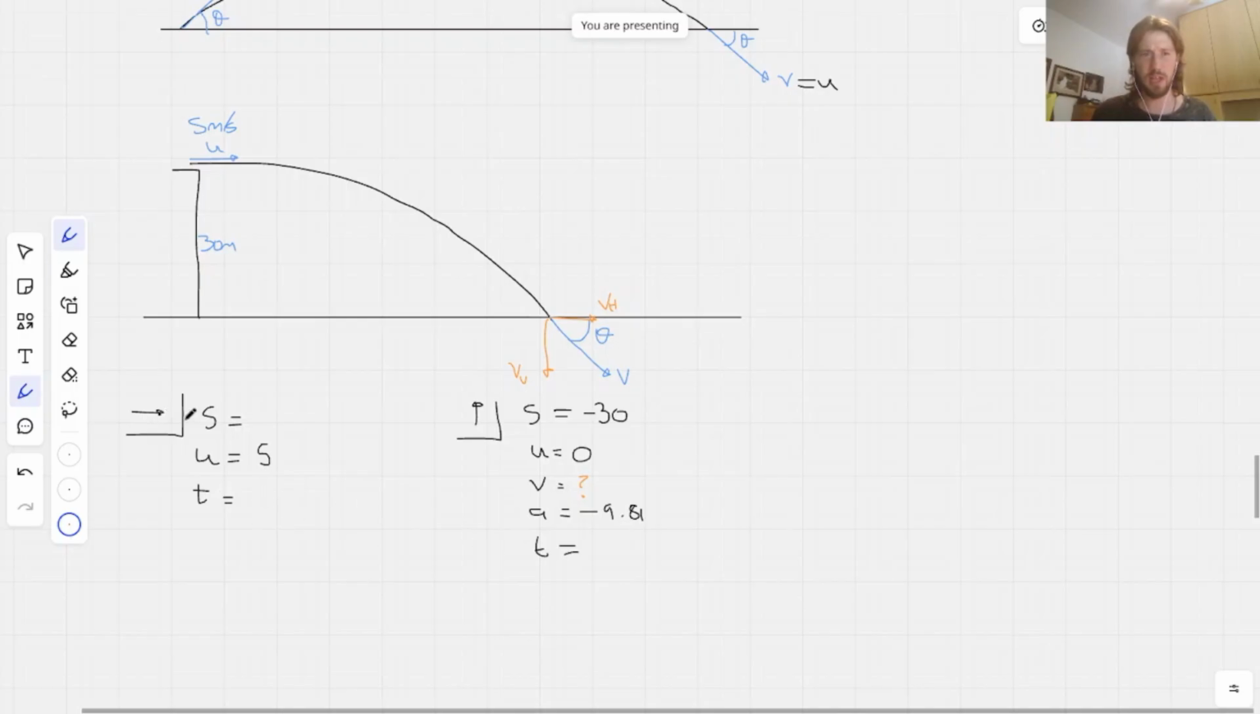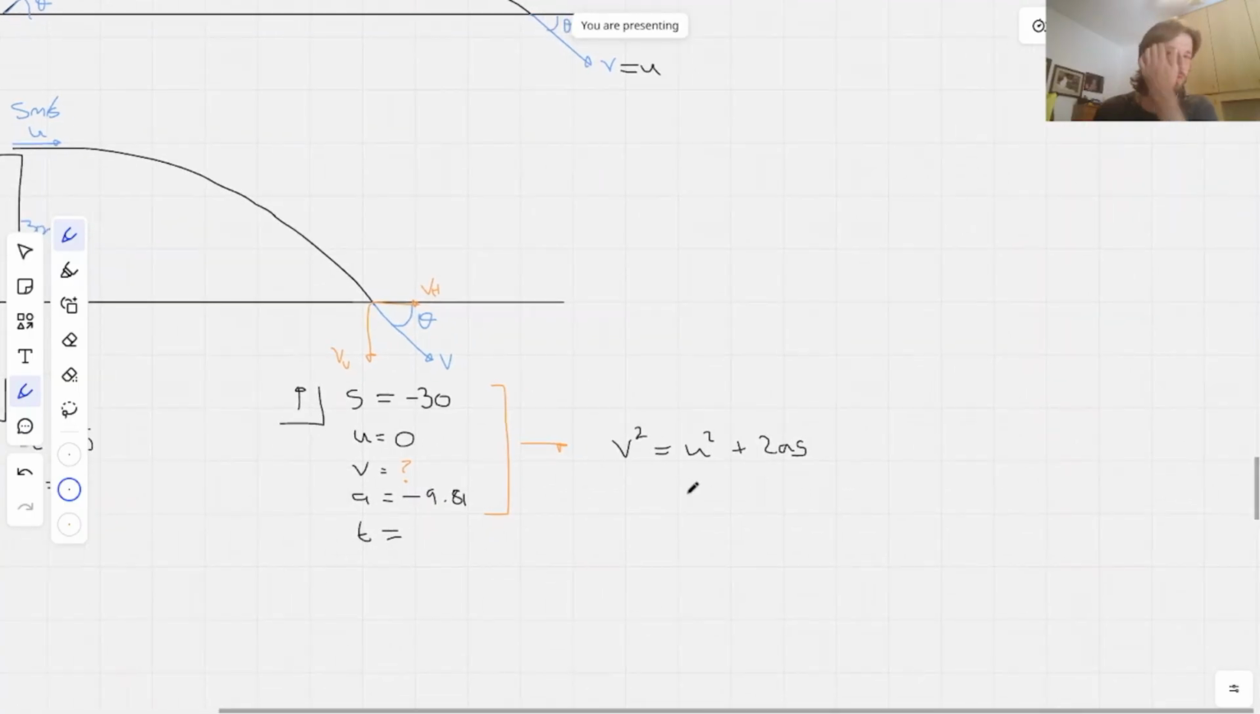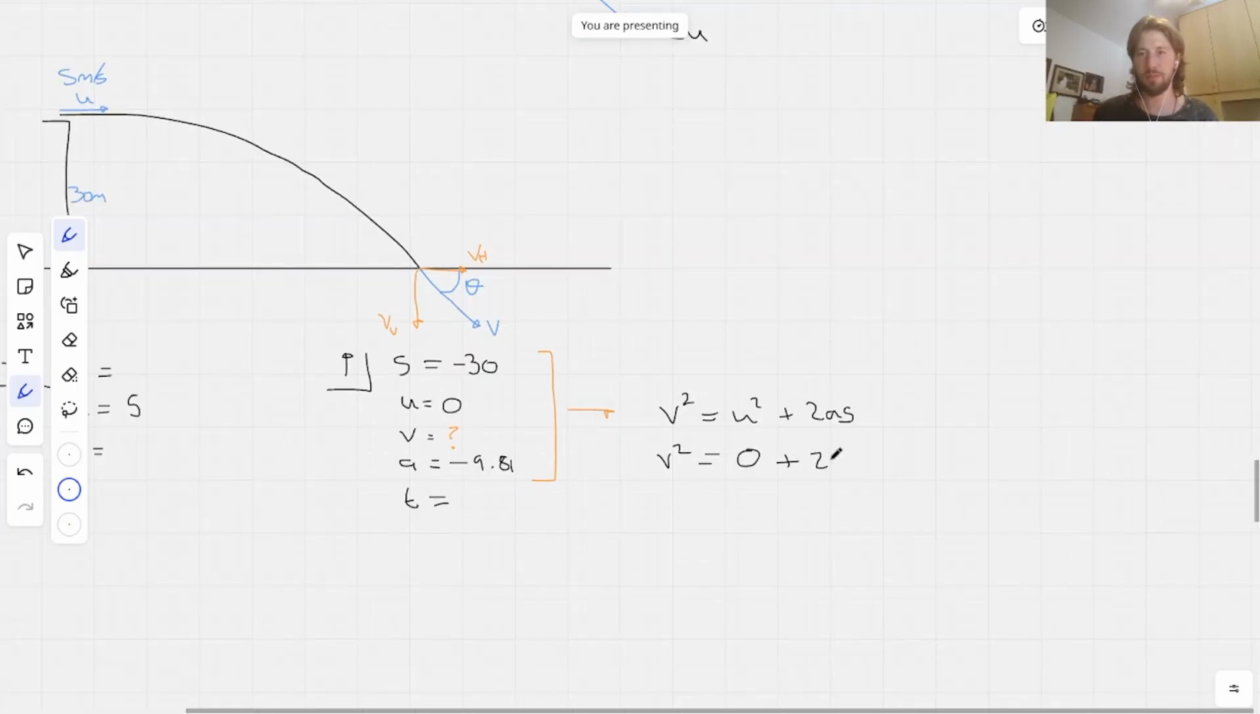We don't really need to switch between horizontal and vertical components. So we can straight away go to use a SUVAT equation. Do you know which one? Yes, that's right. v squared equals u squared plus 2as. Okay, v squared, our unknown, is equal to u squared, initial 0, plus 2as. So it will be 2 times minus 30 times minus 9.81.